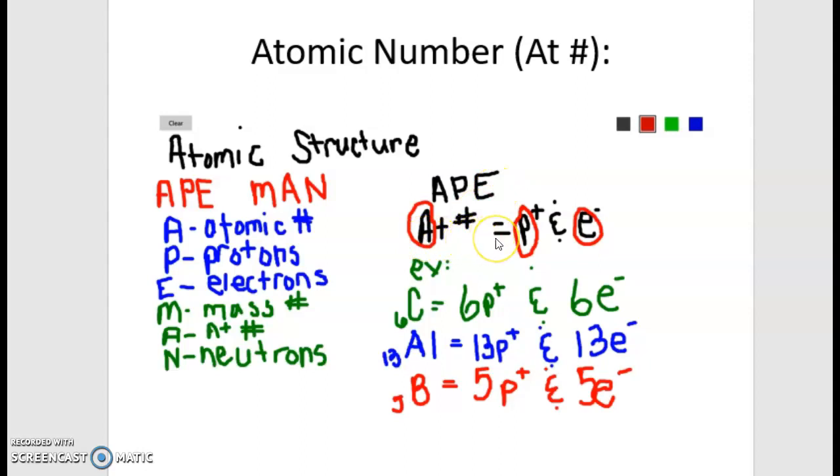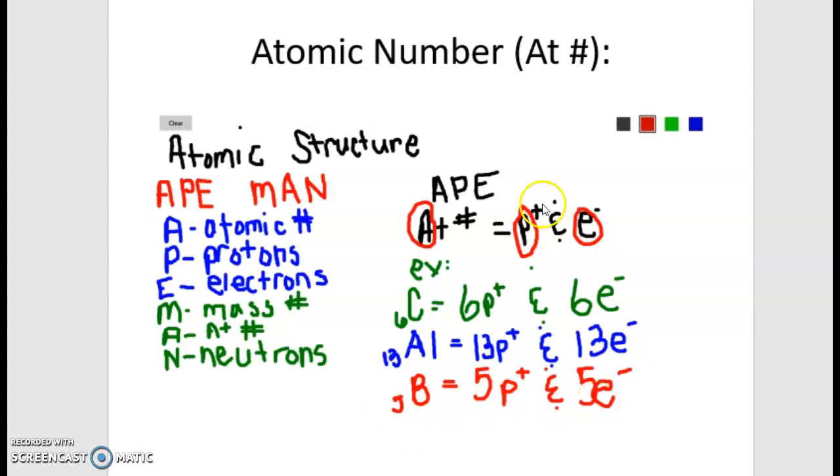Atomic number is equal to the positive protons and negative electrons. So here's some examples. If you've got carbon here and the atomic number is always written to the bottom left, then carbon's atomic number is 6. So that means that carbon has 6 protons and 6 electrons. Aluminum's atomic number is 13. So aluminum has 13 protons and 13 electrons. Boron's atomic number is 5. That means that it has 5 protons and 5 electrons.